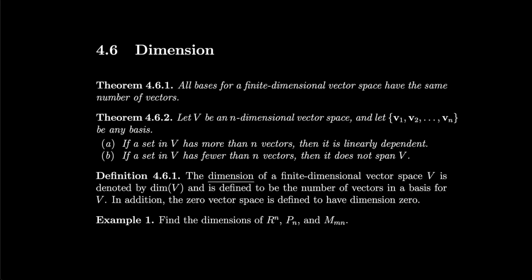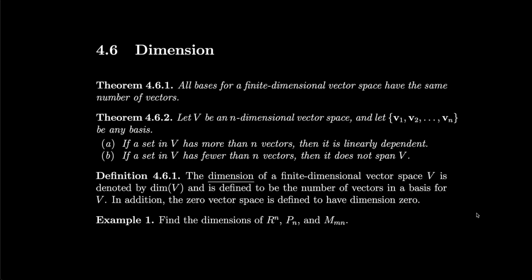Next up, we'll define dimension. The dimension of a finite dimensional vector space V is denoted by dimension of V, and it is defined to be the number of vectors in a basis for V. In addition, the zero vector space is defined to have dimension 0. This is a good definition because we know that no matter what basis we look at, it'll have the same number of vectors by this theorem over here. Otherwise, this wouldn't be a very good definition because then the dimension could vary depending on the basis.